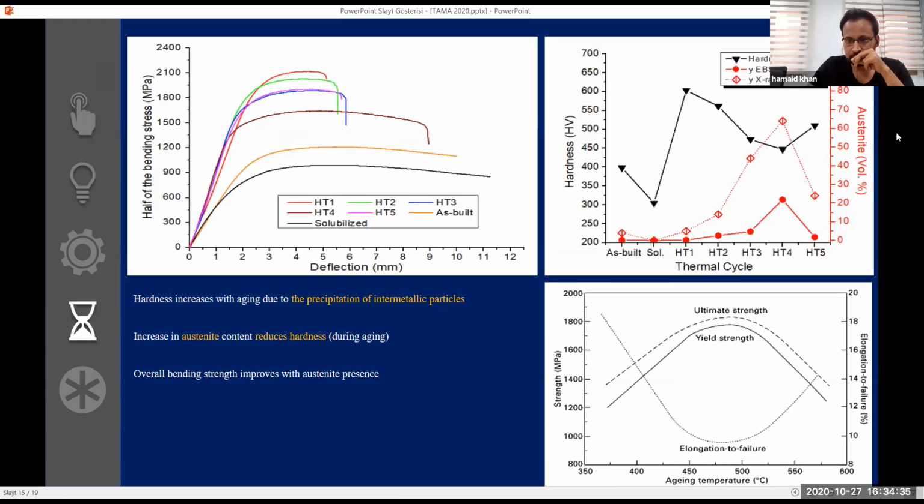Similarly, here the aging temperature. We can see that as we increase the aging temperature, the hardness is varying with respect to aging temperature. So we need to choose these temperatures very carefully in order to improve our overall mechanical strength and the hardness values.